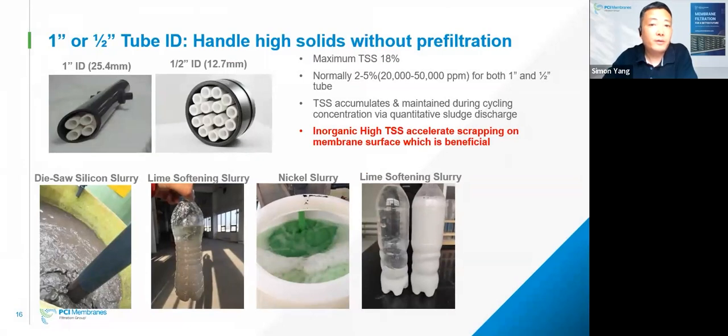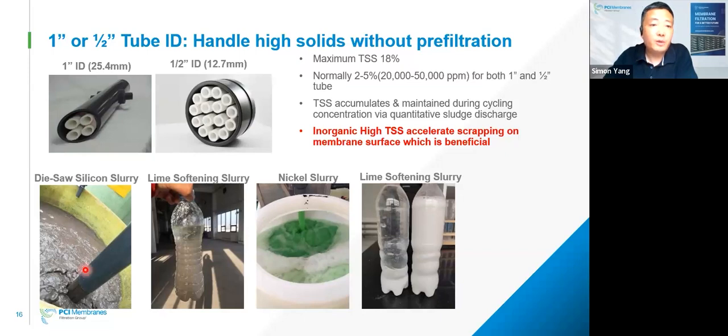The first one is a very open channel with half-inch or 1-inch ID membrane tubes. This makes it possible for TMF to handle extremely high solids without prefiltration. Maximum TSS is 18% by weight, but typically ranges from 2 to 5% by weight, which means 20,000 to 50,000 ppm as suspended solids.